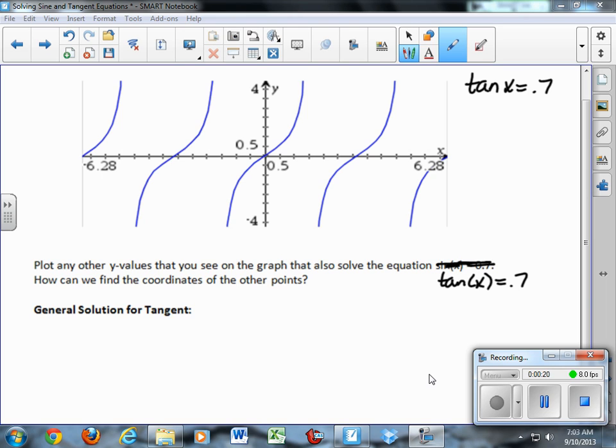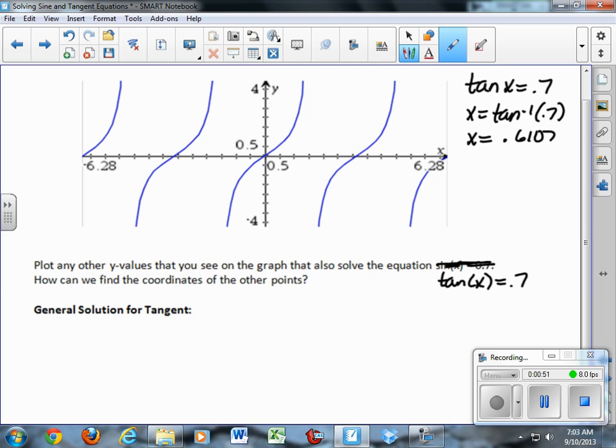So let's start out doing the same thing we were doing with sine and cosine. I'm going to say tangent x equals 0.7, and I want to find all the possible angles x that give me a tangent value of 0.7. I'm going to start out by finding the principal angle using inverse tangent. So inverse tangent of 0.7, and I'm going to go ahead and just tell you what that is because I know you can do that on the calculator. It's 0.6107.